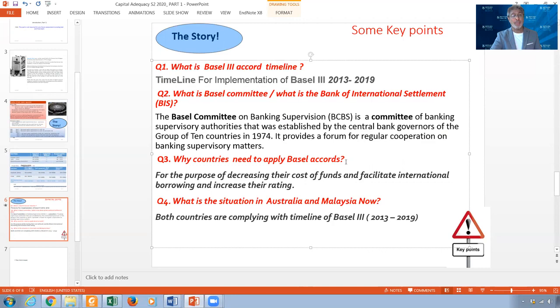Why do countries need to apply Basel? You can't choose not to apply. The problem is if you have any international transactions or connections, your cost of capital will be higher. Your rating by the rating agencies will be lower if you are not complying with the Basel Accord. So at the end of the day, you have to comply. What is the situation in Australia and Malaysia? Both countries are complying with Basel and have applied it, and this applies to most countries around us and to the developing economies.